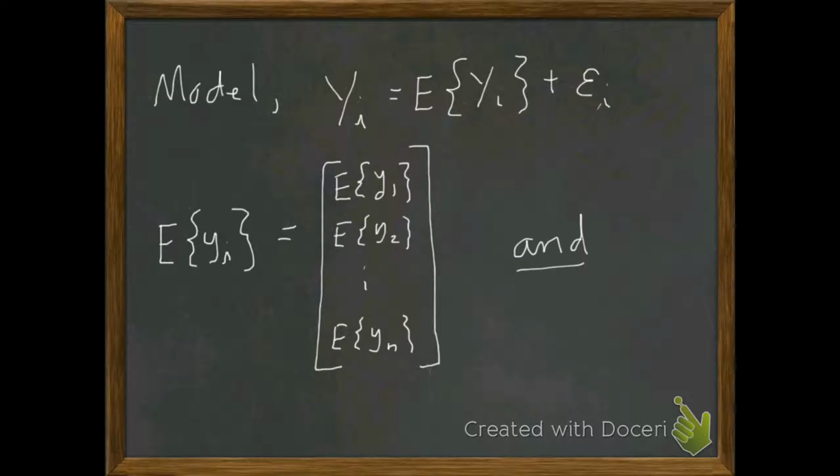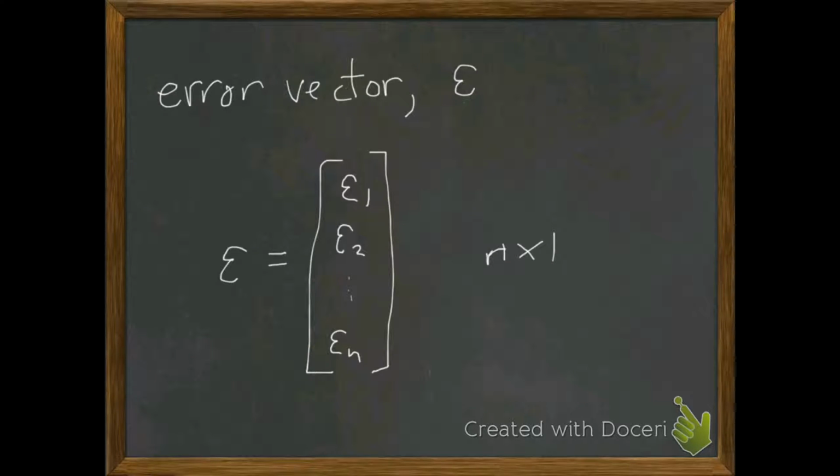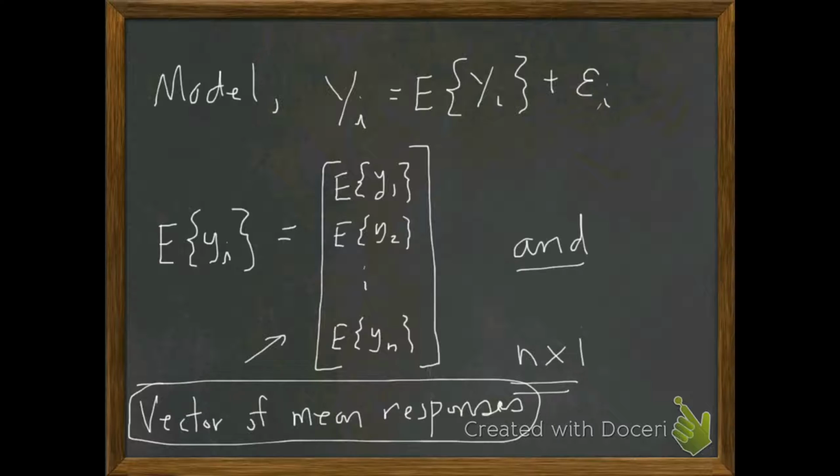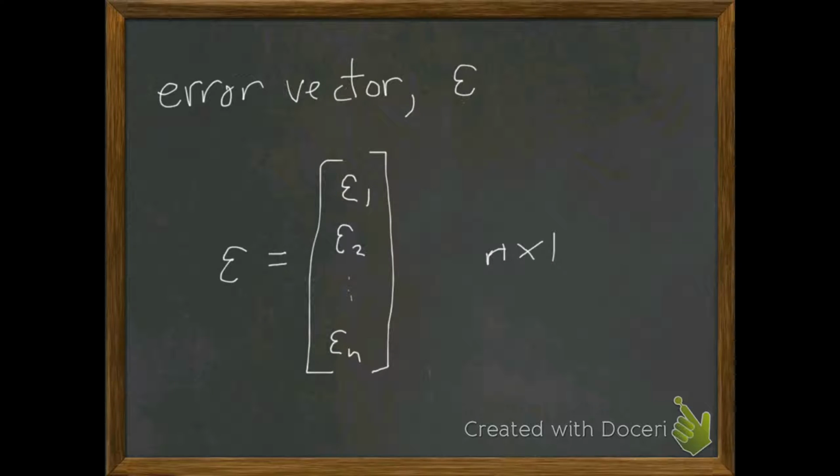And let me go back. Obviously the expected value vector is n by 1 too. Okay. So this is our error vector. I don't think I gave the other one a name. Yeah, let's give this a name. Just call it whatever you want to. It's the vector of apples. Well, no, it's not. It's the vector of mean responses. So let's just kind of settle on that. And obviously, it could go by other names as well.